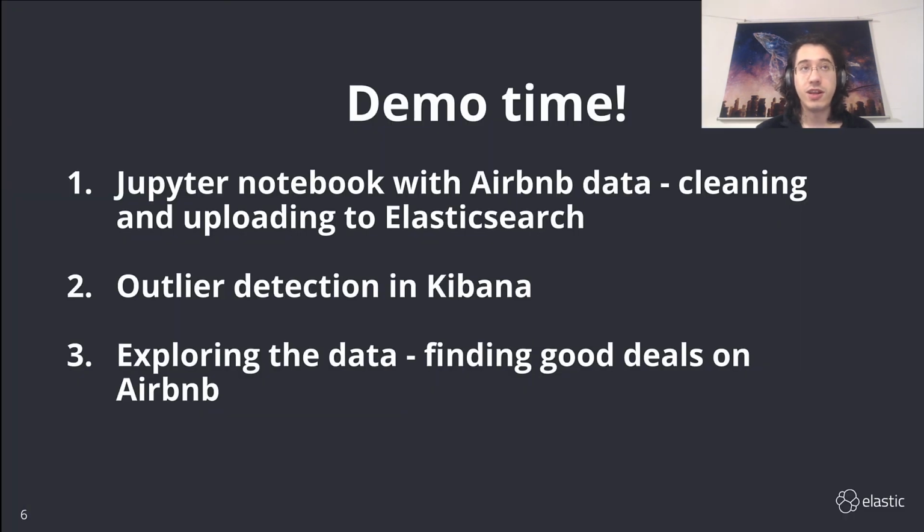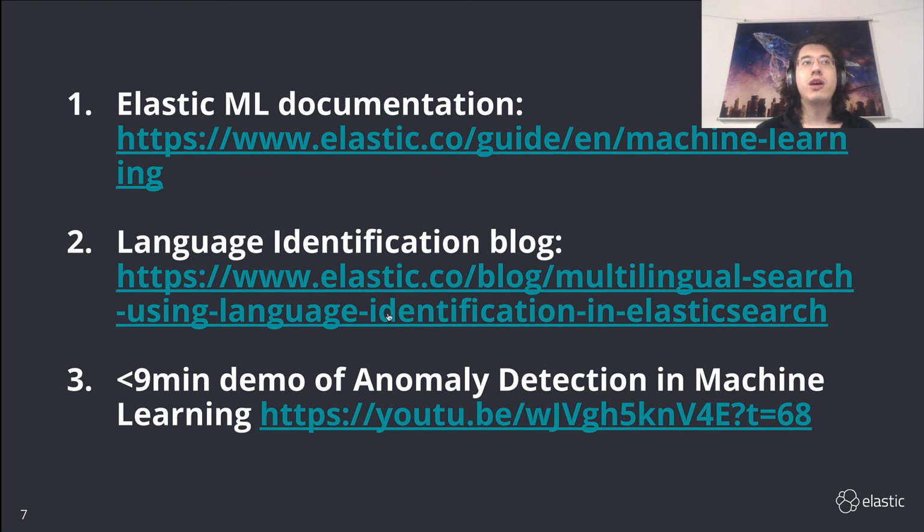We've run some outlier detection jobs in the machine learning module, and we've explored the data and created a dashboard in Kibana. If you'd like to learn more, the ML documentation is honestly quite a good place to start. So run up a free node in the Elastic Cloud free trial, the 14-day trial, and play with that. We also have a lot of material on things I didn't touch on today. So if you want to see examples of multi-feature classification, check out this language identification blog. And if you want to see a demo of anomaly detection in machine learning, check out this YouTube video.